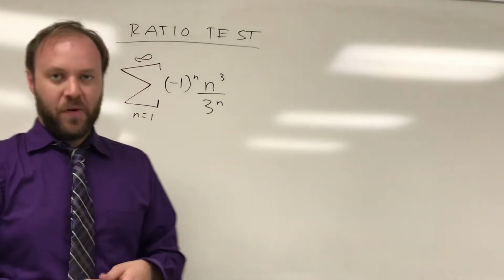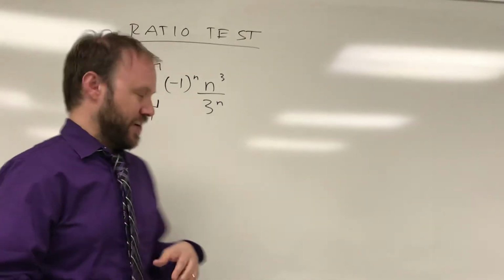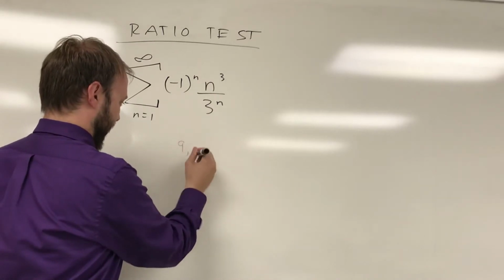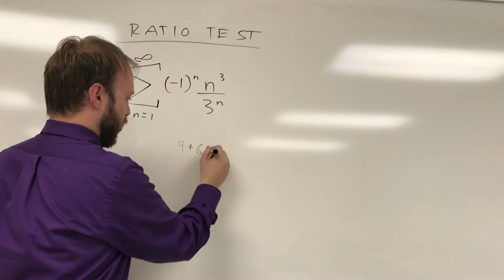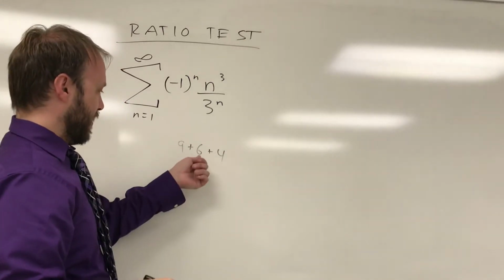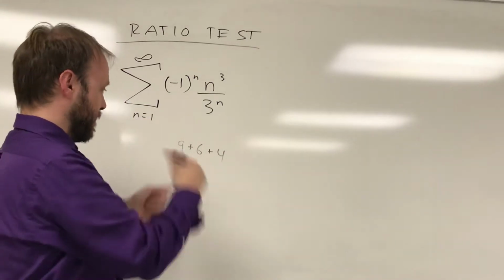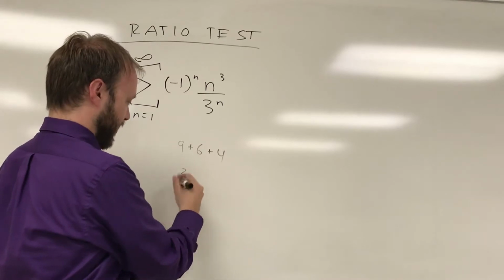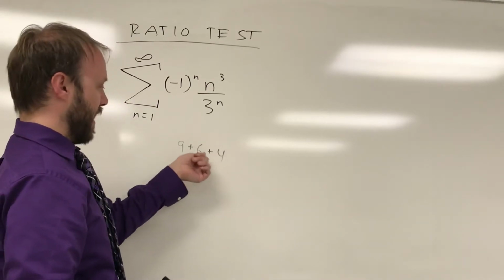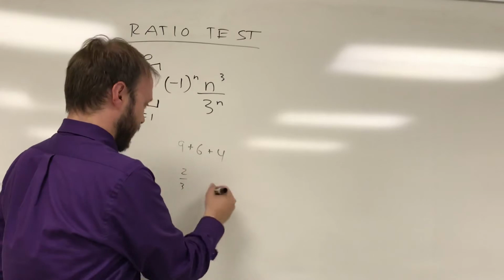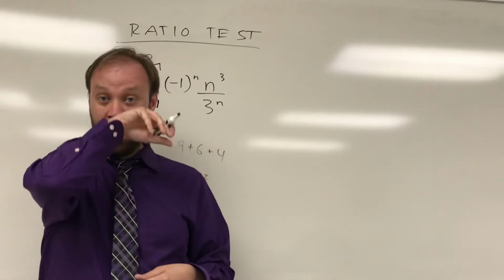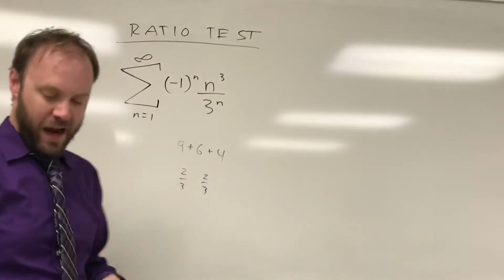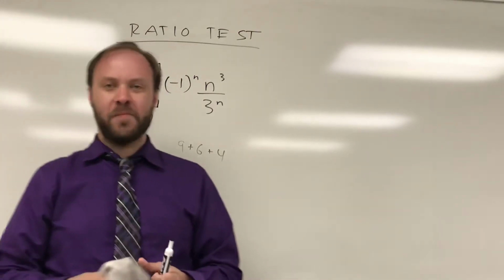Here's the concept. If I have a geometric series, say I had something like 9, 6, 4, and so on. Normally you could take the second term and divide by the first, 6/9 is 2/3. Or you could take the third term and divide by the second, and you're going to get 4/6, which is 2/3. You can always take one term and divide by the one that comes before it to figure out what your geometric ratio is.